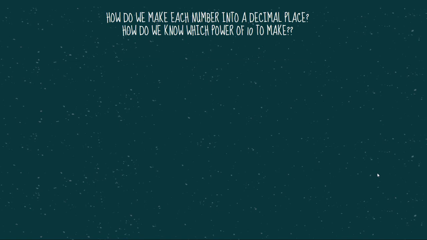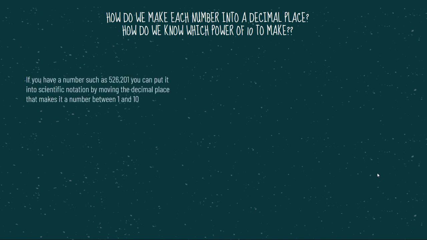So let's really dive into this and let's talk about some examples. Okay, so if you have a number such as 526,201, you can put it into scientific notation. Why? Because it's a really big number and maybe we want to use something a little smaller.